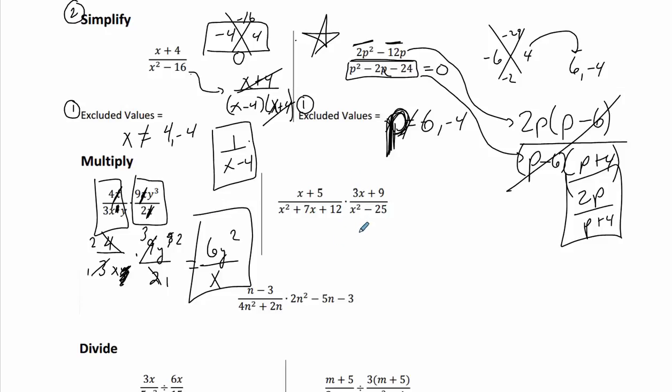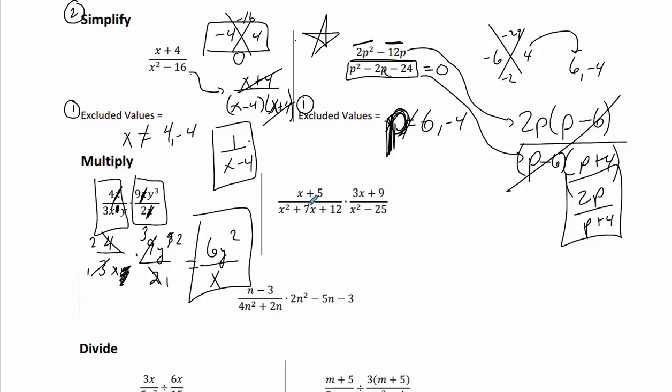Second one here. None of it looks like it can cancel, because if I go this way vertically, they're not exactly the same. Yes, I have an x here, but that doesn't mean anything. I can't cancel if they're not the same. Because they contain x's doesn't matter.